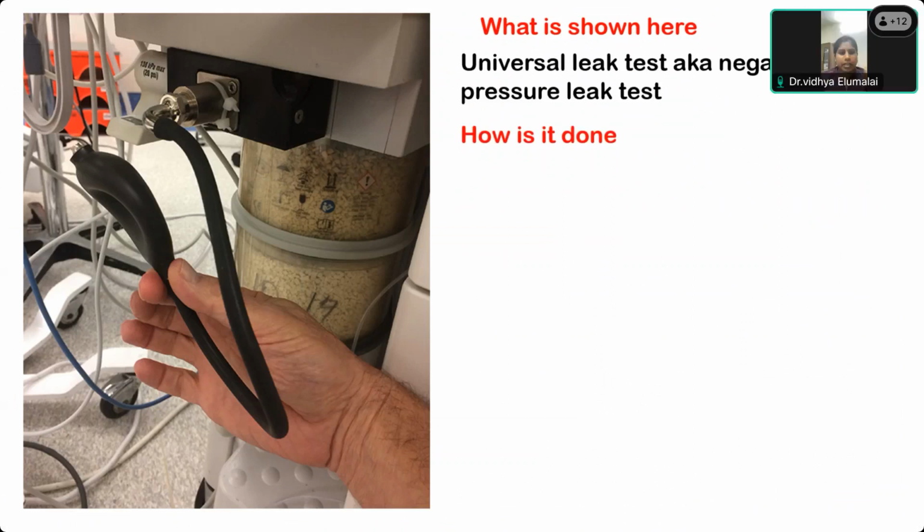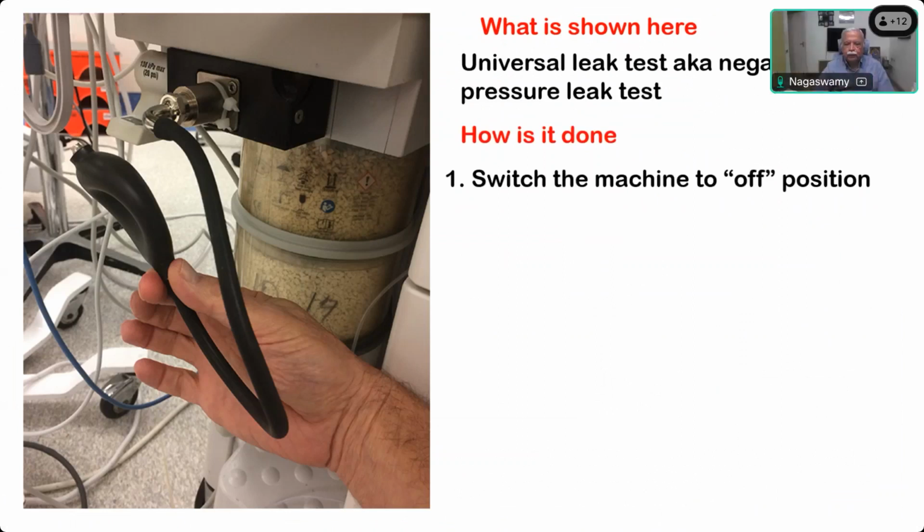So we have to collapse the cuff and then connect it to the outlet. If it is auto filling or getting filled, then there is a leak. Very good.